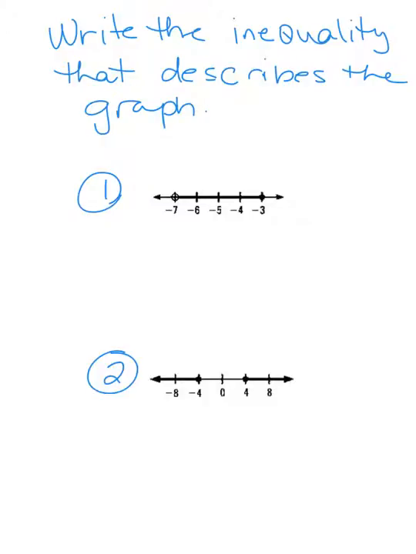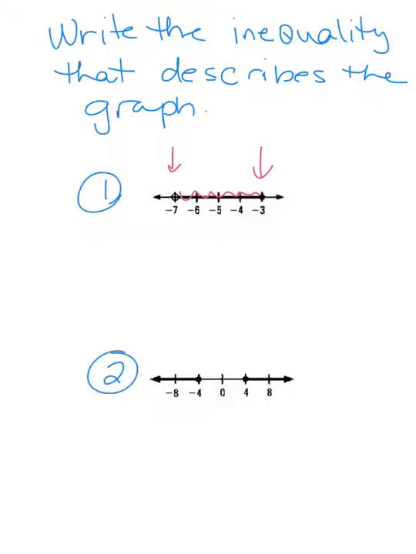Now we're shifting gears a little bit. In the previous examples, we solved the compound inequality and then we graphed it. But on the next few problems, the directions say to write the inequality that describes the graph. So if I look at number 1, I have an open circle above -7 and a closed circle above -3. And my solutions are all in between. So I know that's an and compound inequality.